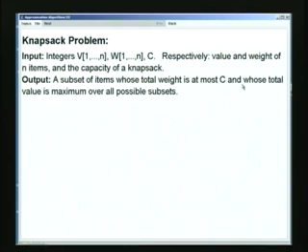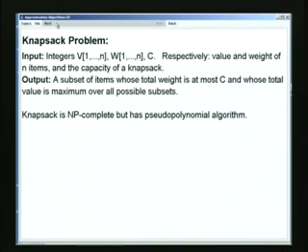And furthermore, we want to pick the most valuable subset. So whatever subset we pick, we add up the values of the elements which we pick, and that is the value that we get. And we want that value to be as large as possible. So it should be maximum over all possible subsets. You have of course seen this problem earlier, and we have devised an algorithm for this. The algorithm was pseudo polynomial time, as we discussed some time ago, and in fact knapsack is NP complete.